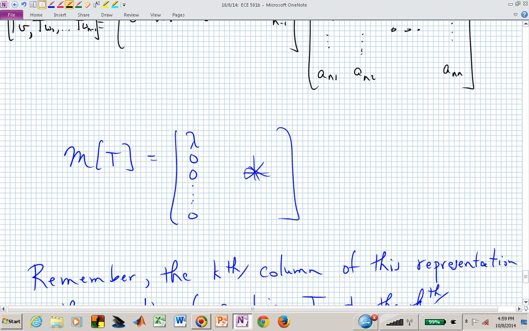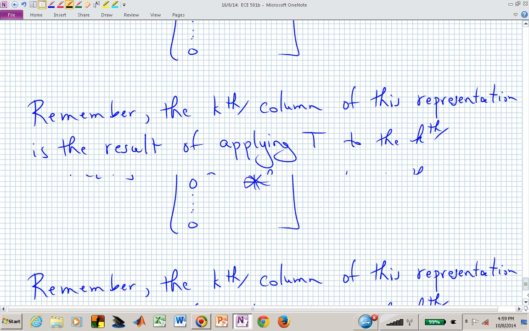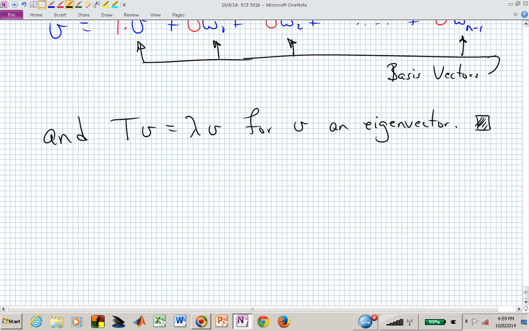What's nice is we can actually do better than this. We're actually going to show that we can start to zero out everything below the diagonal. But we can do even better.